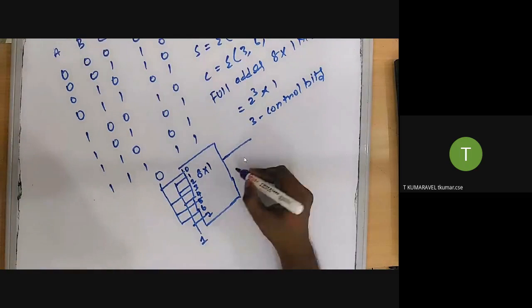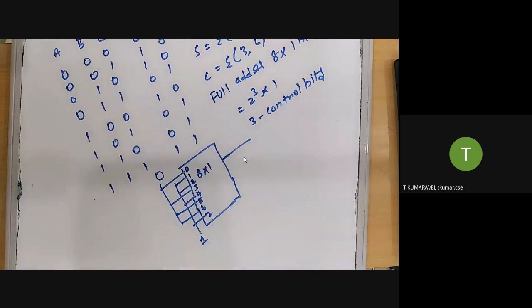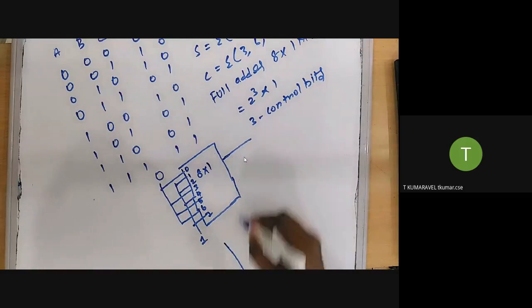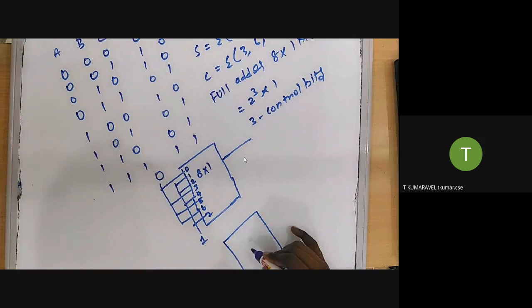This is the way I implement the sum, and we need one more multiplexer. Using that, I will implement the carry functionality. The places where the output value equals 1 are 3, 5, 6 and 7. The rest of the places, the output value equals 0.